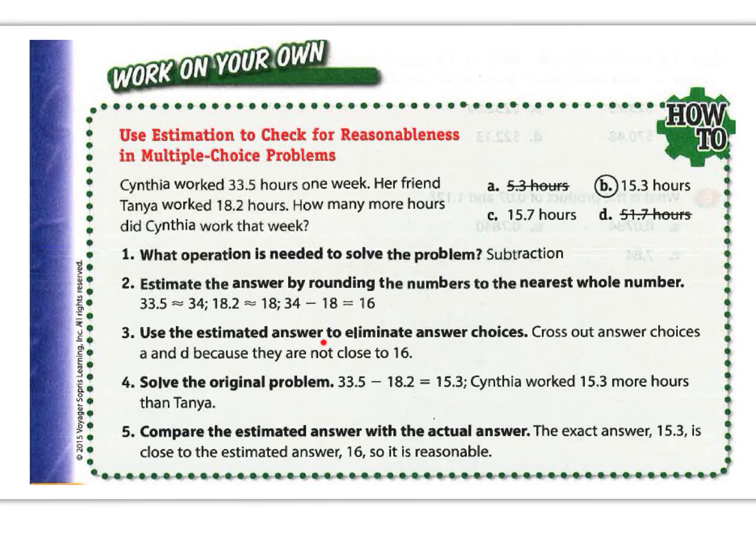Then, use the estimated answer to eliminate answer choices. Cross out answer choices A and D because they are not close to 16. So A and D were not close. Then, solve the original problem. Actually do the problem. Cynthia worked 15.3 more hours than Tanya. So then compare the estimated with the actual answer. The exact answer is 15.3, which is close to the estimated answer 16, so it is reasonable. So when you use estimation, it can help you decide if it's a reasonable answer.